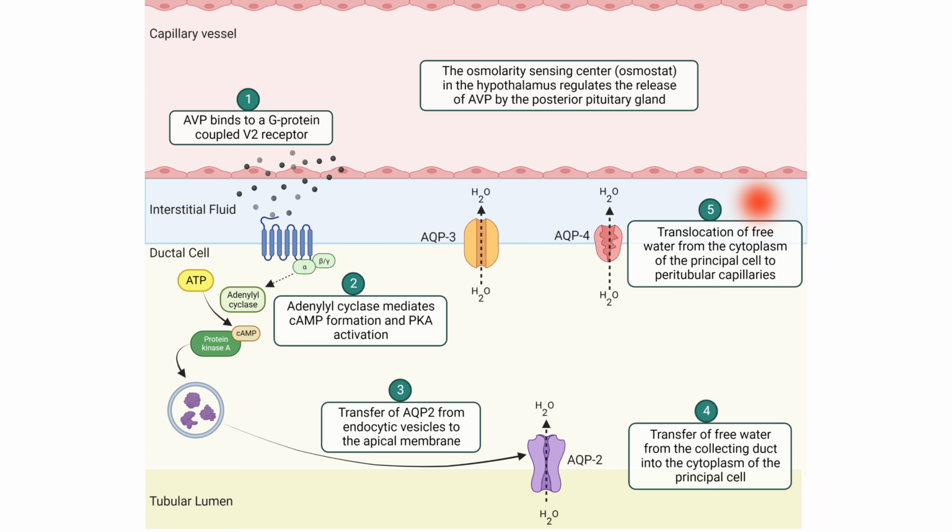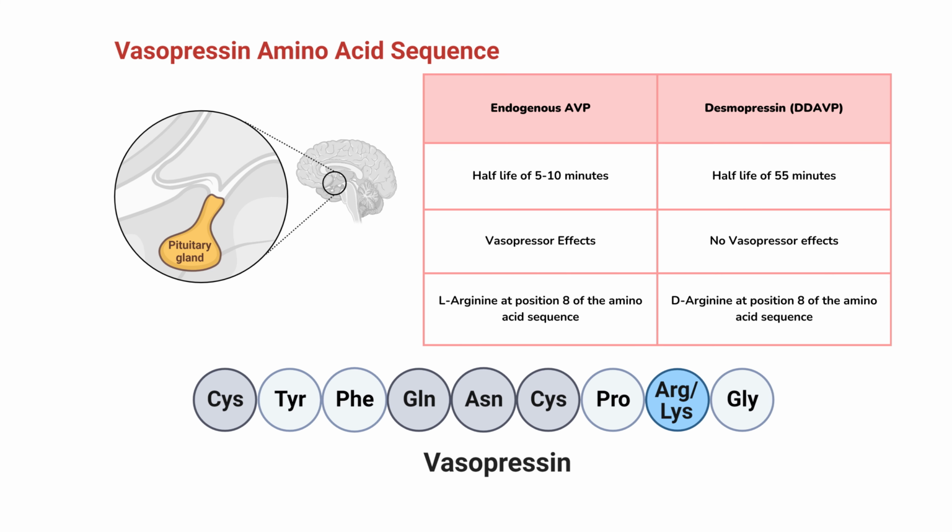Next, aquaporin 3 and aquaporin 4 water channels then facilitate the final transfer of water from the cytoplasm to the peritubular capillaries. Desmopressin is an analog of endogenous arginine vasopressin, AVP, with a prolonged plasma half-life of approximately 55 minutes. Comparatively, endogenous AVP has a half-life of 5 to 10 minutes.